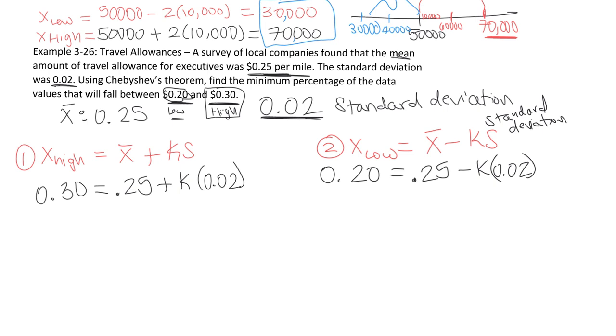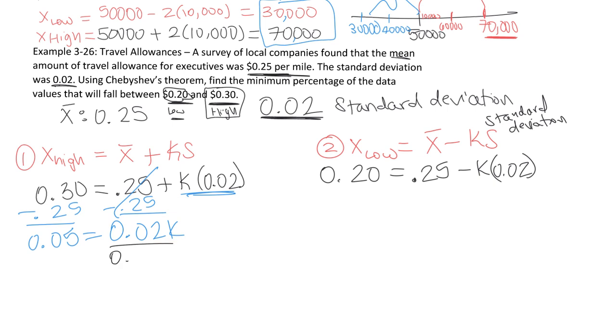All right, now I'm going to solve this. I'm going to try to get k by itself. So I'm going to subtract 0.25 from both sides first. And that would be 0.05 is equal to, and then this is just k times, I'm going to write that as 0.02k, because that's the same thing. I'm just rearranging it. And then I can just divide both sides by 0.02. And that gives me 2.5.